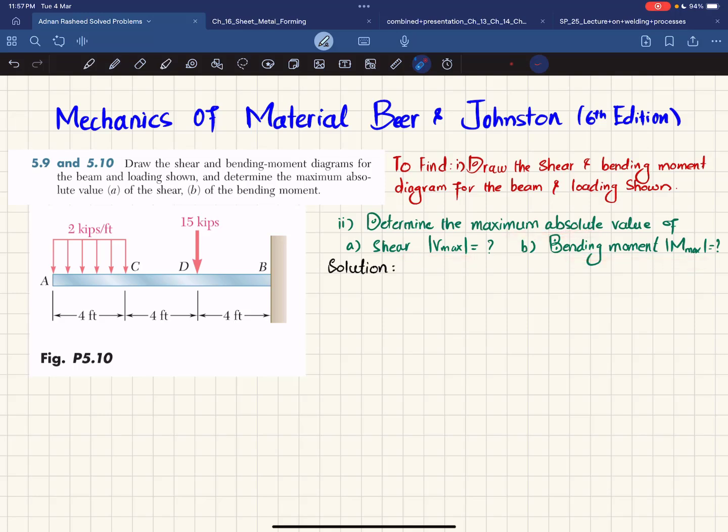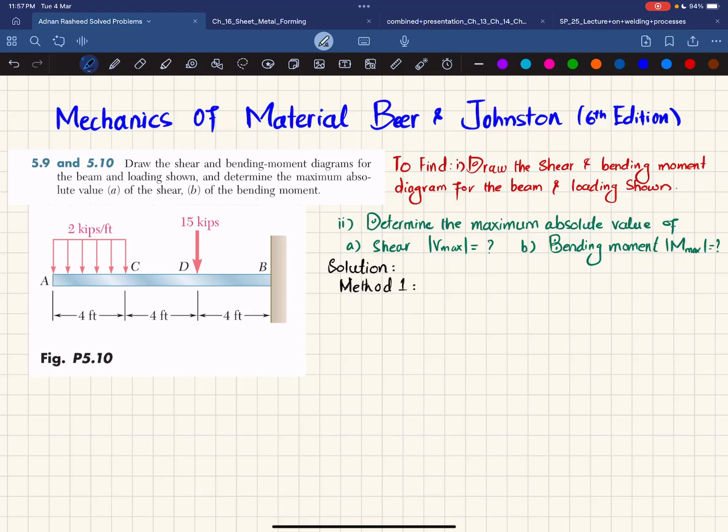So let's start with the solution. We will solve this problem by using two methods. The first one will be the direct method, so I will write it method 1, which is very easy and clear, and after that we will solve it by using the second method, that is, first we will find the shear force and bending moment equations.